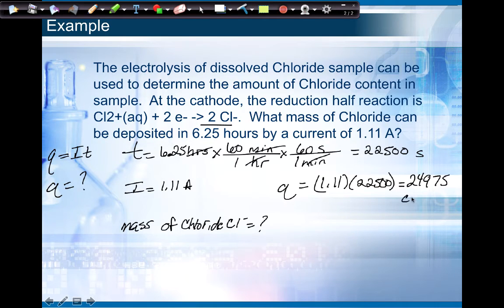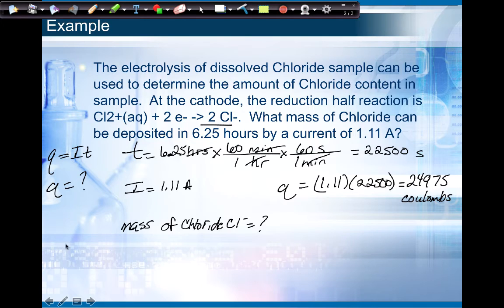The reason I'm looking at that is because that tells me how many coulombs I have. And remember, if I know how many coulombs I have, I know how many Faradays I have, and 1 Faraday is equal to 1 mole of electrons. So I can figure out how many moles of electrons have been transferred that way. So let's do that. Let's convert this into Faradays, and then I can convert that to moles of electrons, and then from there I can go to chloride.